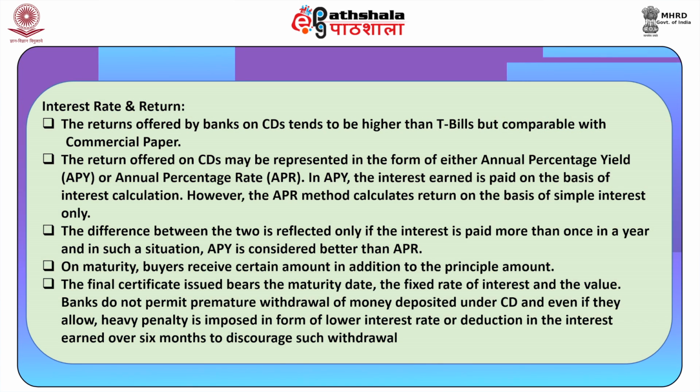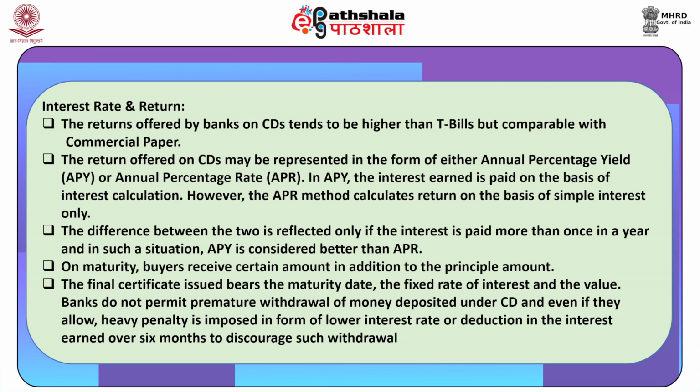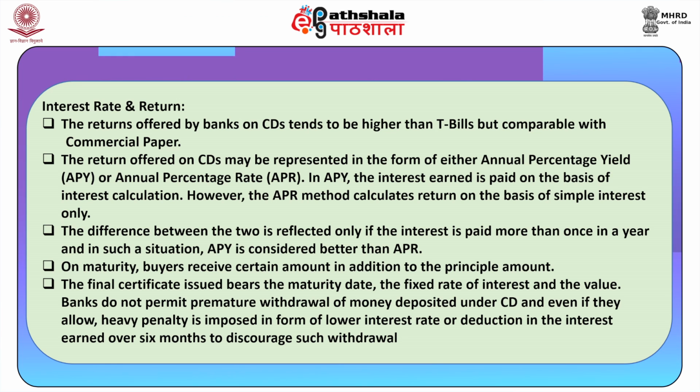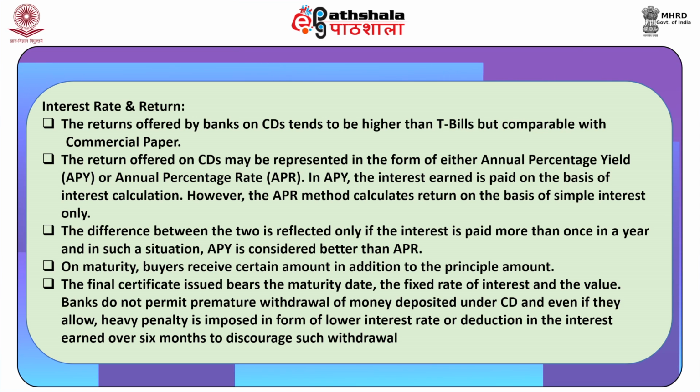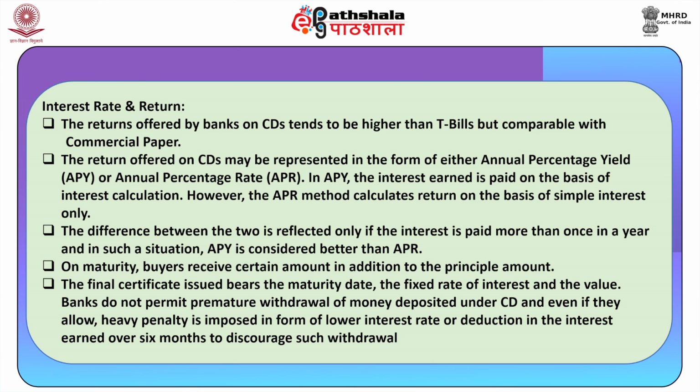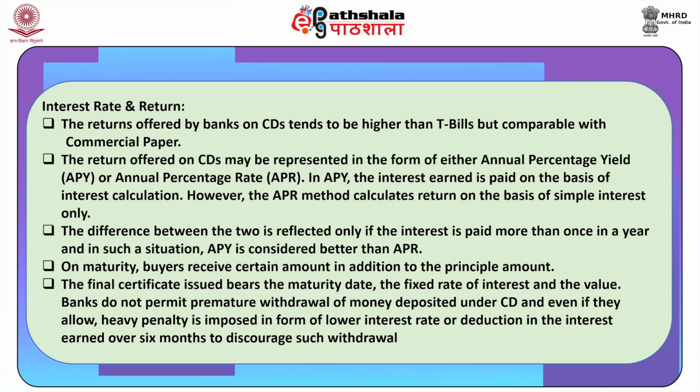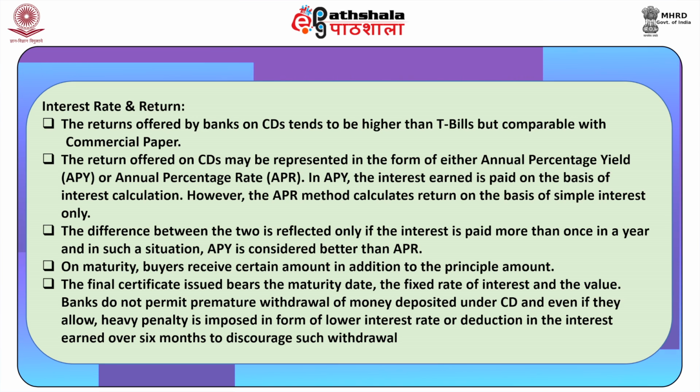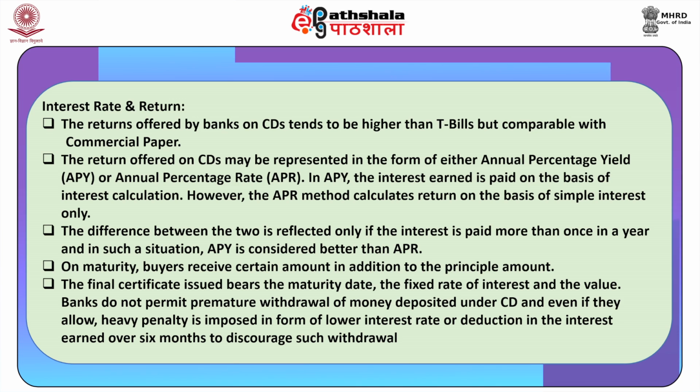Now first discuss about the interest rate and return. The returns offered by banks on CDs tend to be higher than the T-bills, but comparable with the commercial paper. The reason being that certificate of deposits bear relatively higher risk than T-bills. The return offered on CDs may be presented in the form of either annual percentage yield, or the APY, or annual percentage rate, or the APR.